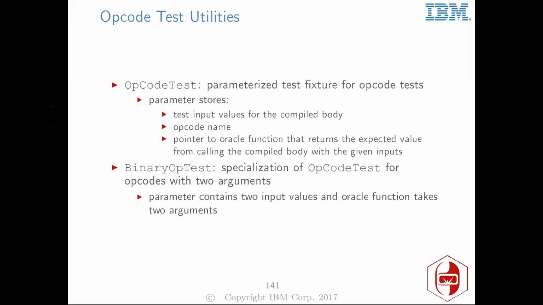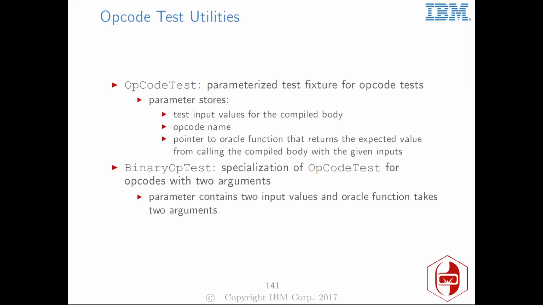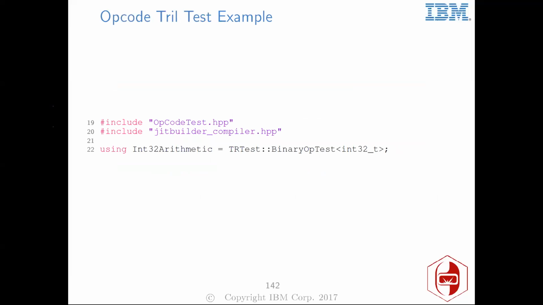Yes, okay, good. Then there is the binary op test specialization of this class that is mostly just there to make it convenient to deal with opcodes that take 2 children, so binary opcodes. So, jumping right into an example, I will make a note right here that this is an actual test that is currently running as part of the OMR continuous integration build. So this is an actual test.